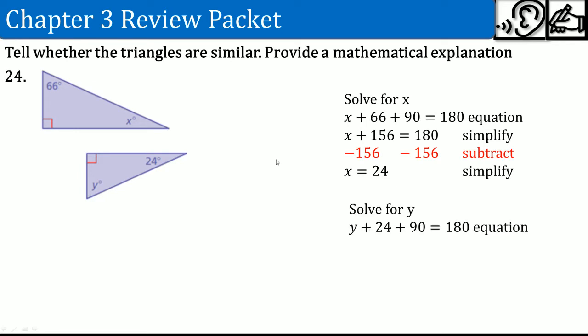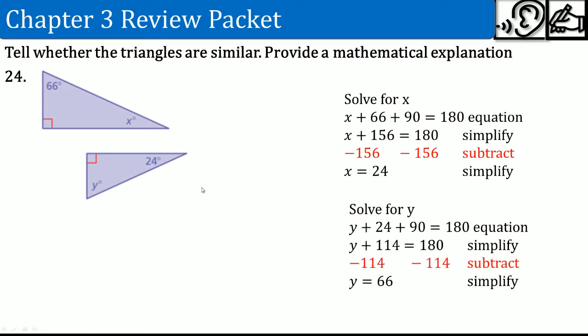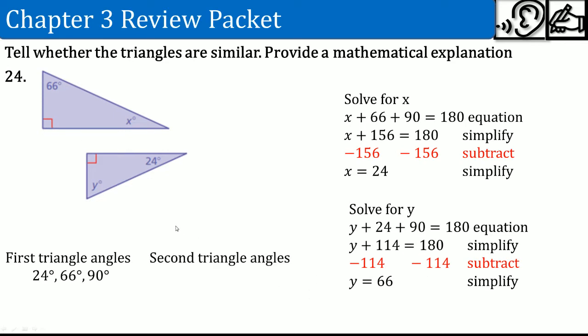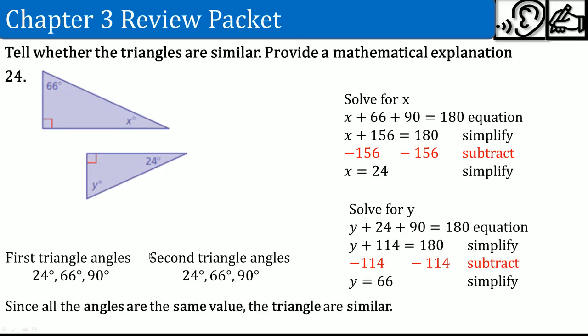Next one, solve for y. y plus 24 plus 90. 90 plus 24 is 114. Subtract 114, you get y equals 66. Okay, your first triangle's angles are 24, 66, and 90. And your second triangle is 24, 66, and 90. You would say since all the angles are the same, the triangles are similar.